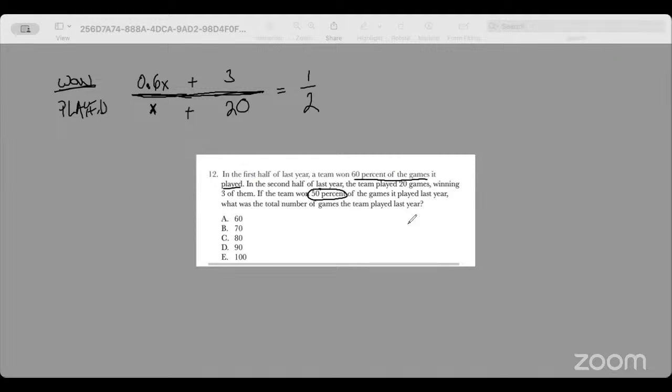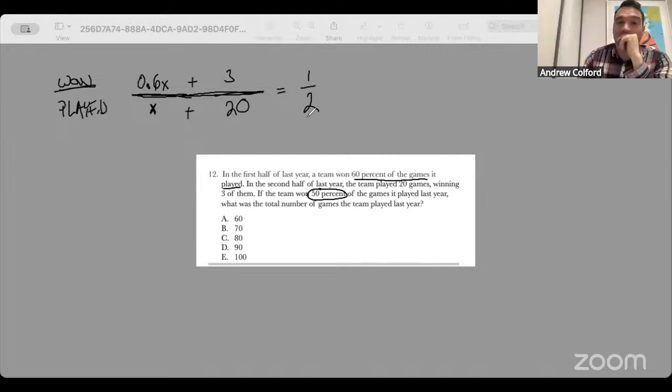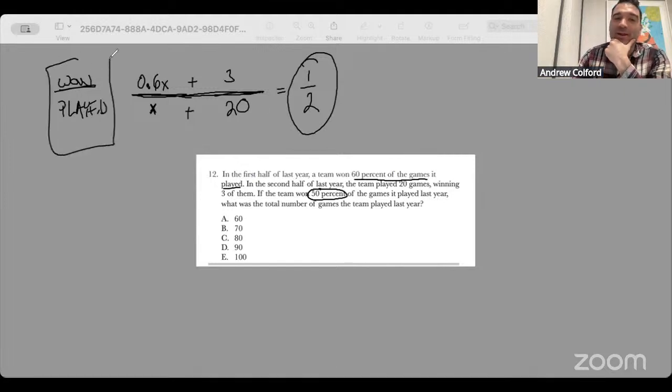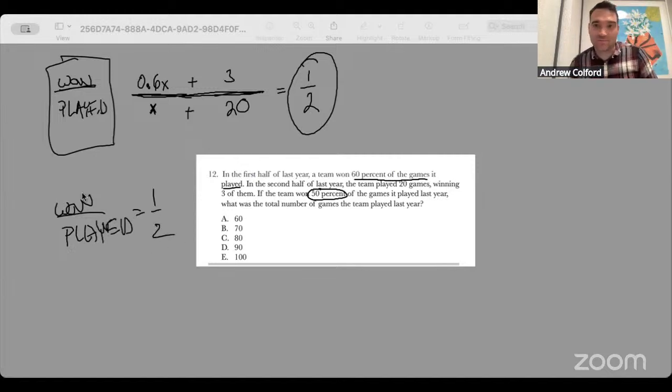Why don't you have to put 1 over 2x on the other side of it? Great question. Because of what X stands for. X stands for the number of games that we played in the first part of the season. 1 over 2 is the ratio of games won to games played. So, I probably should have started out by writing this: the number of games they won over the number of games they played for this team is 1/2, right?